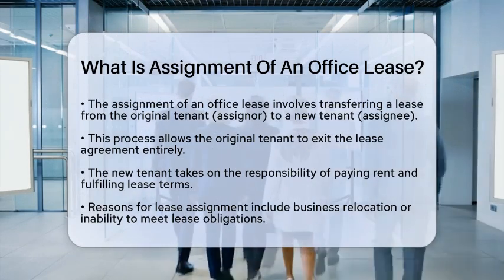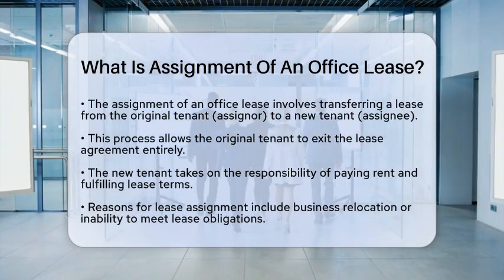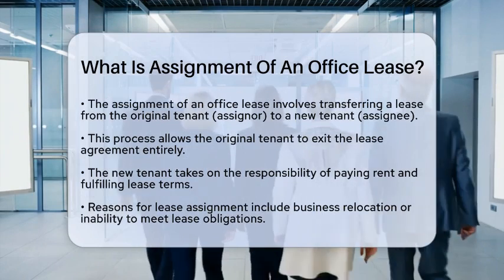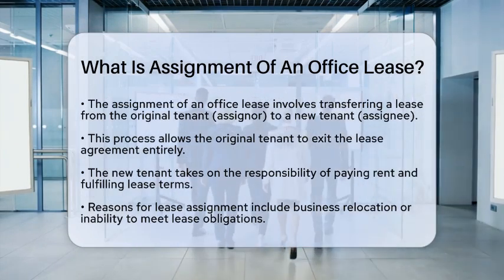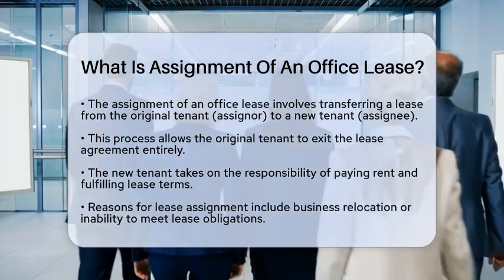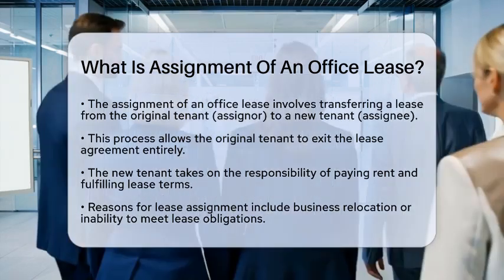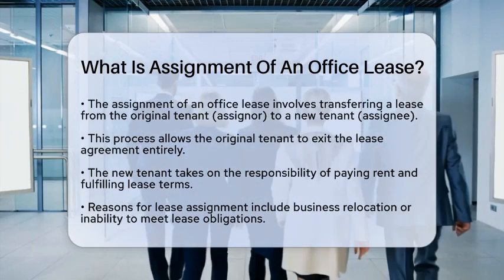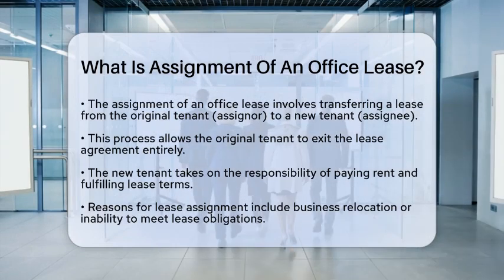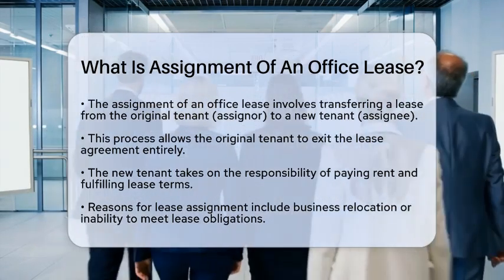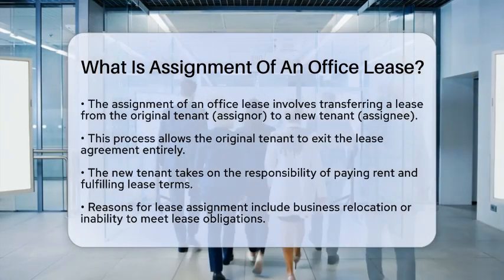An assignment of a lease occurs when the original tenant, also called the assigner, transfers all their rights and obligations under the lease to a new tenant, known as the assignee. This means the original tenant can exit the lease agreement entirely. They pass on the responsibility of paying rent and fulfilling other lease terms to the new tenant.